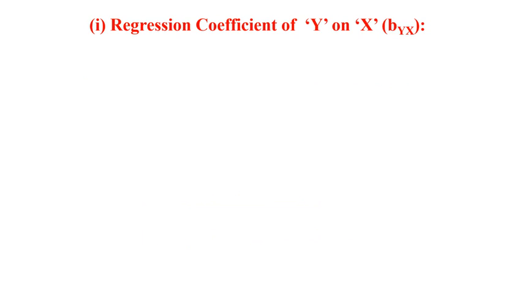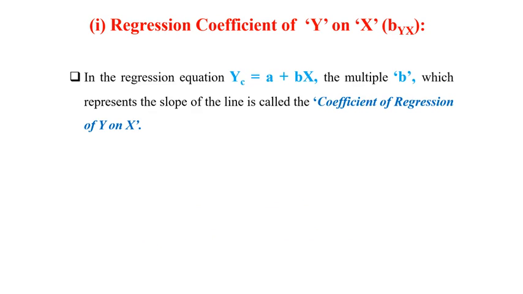First, regression coefficient of y on x. It is denoted as byx. In the regression equation, y equals a plus bx, the multiple or the coefficient of x, you are observing bx, b into x, the letter b, which represents the slope of the line, is called coefficient of regression of y on x. So be careful.